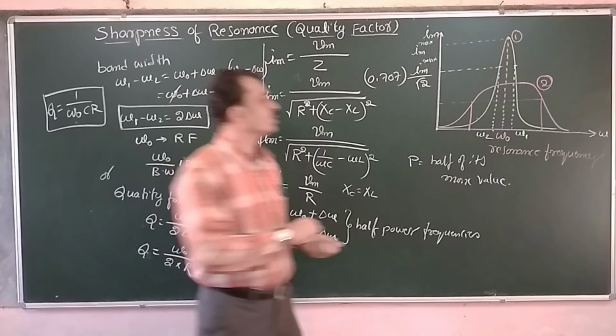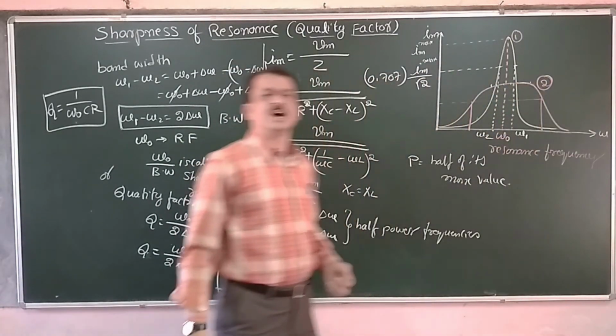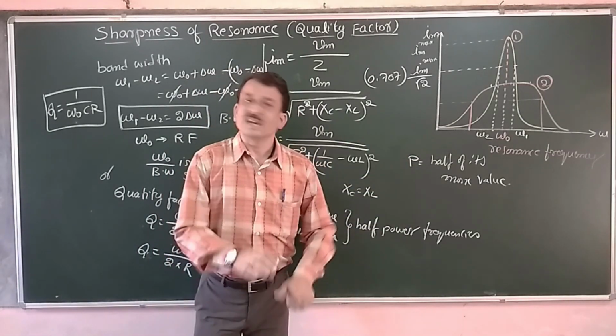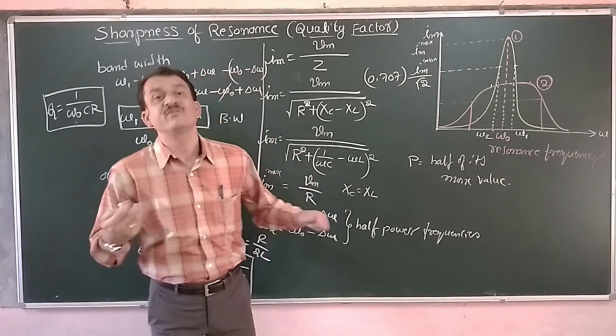Because the bandwidth frequency range is large, that particular tuning circuit cannot receive a particular frequency. It receives more than one frequency signal.